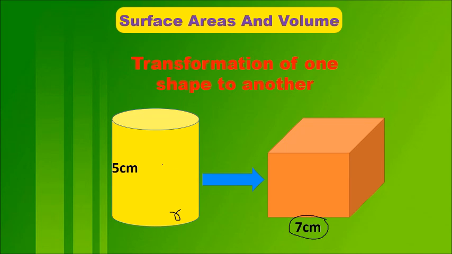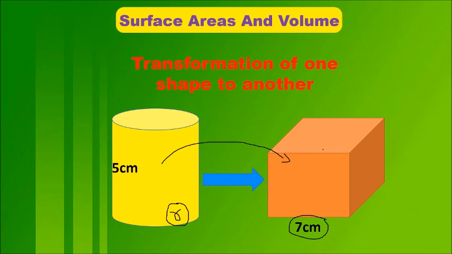If we are transforming this cylinder into the cube of side 7 centimeter, then we have to find out the measurement of radius of this cylinder. Since we are transforming the cylinder into the cube, hence the volume of both the shapes will be equal. Whenever we transform one shape into another shape, the volume of both the shapes will be equal.